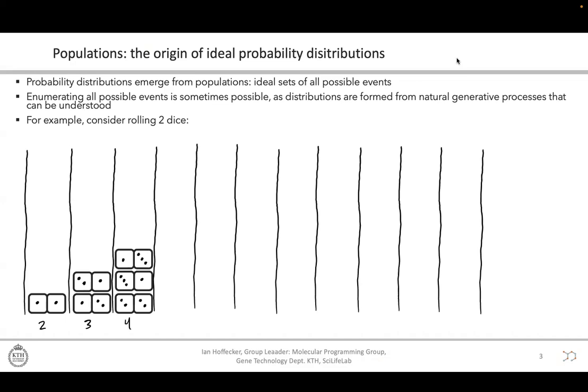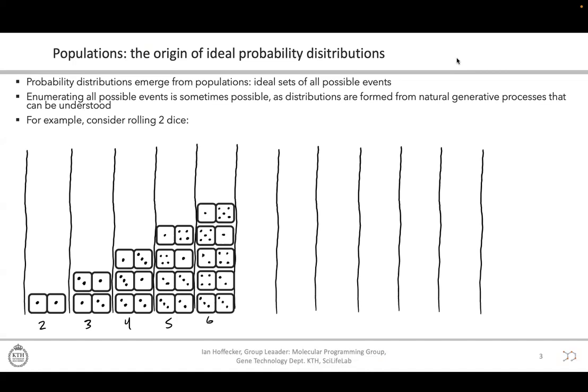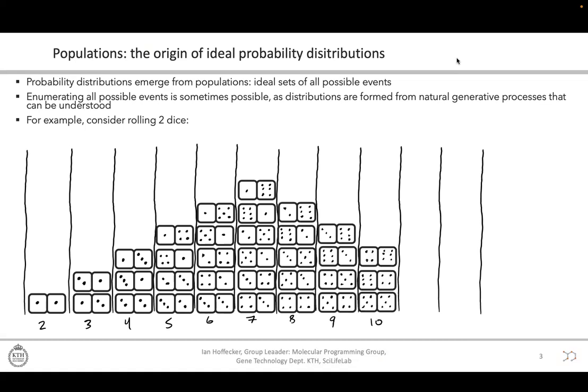In the case of a net 4, you have 3 ways you can get a net 4. You could roll a 2 and a 2, a 3 and a 1, or a 1 and a 3. And we can keep doing this for all the possible results. We see that there are 6 ways that you can roll a 7. You can get a 4 and a 3, a 3 and a 4, a 5 and a 2, a 2 and a 5, a 6 and a 1, or a 1 and a 6. And we enumerate all the different possibilities, all the way up to 2 sixes or a net 12. And if we count these, we'll see that there are 36 in total.